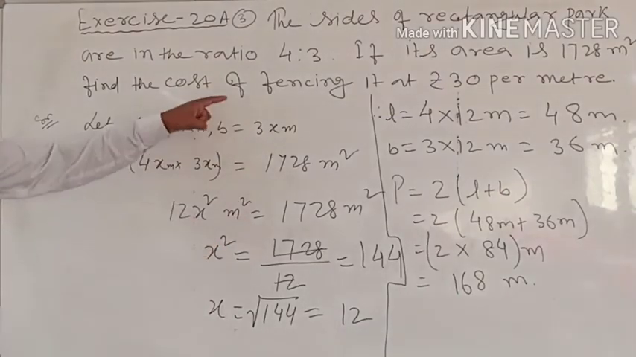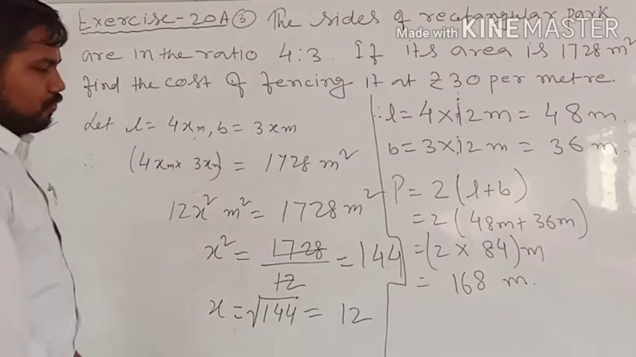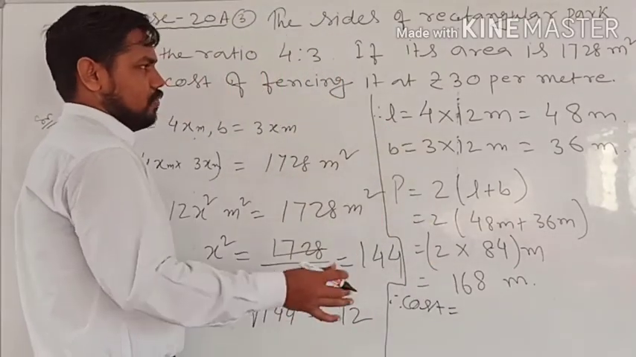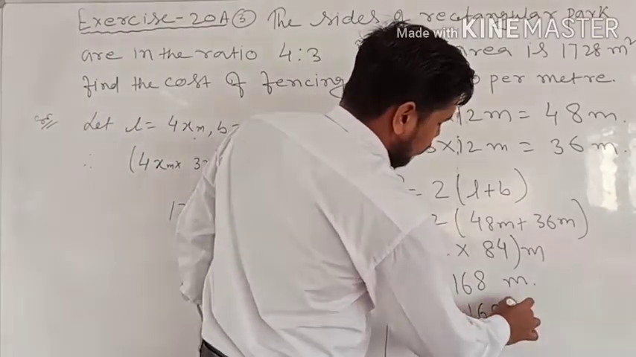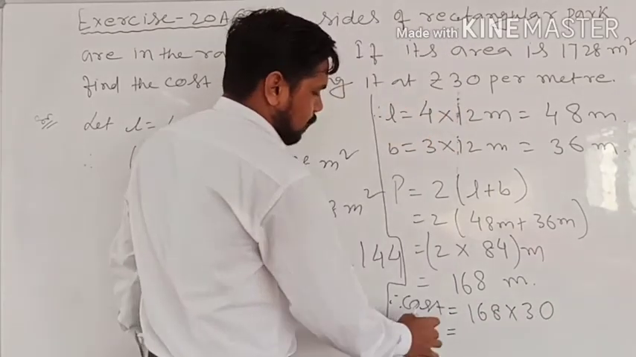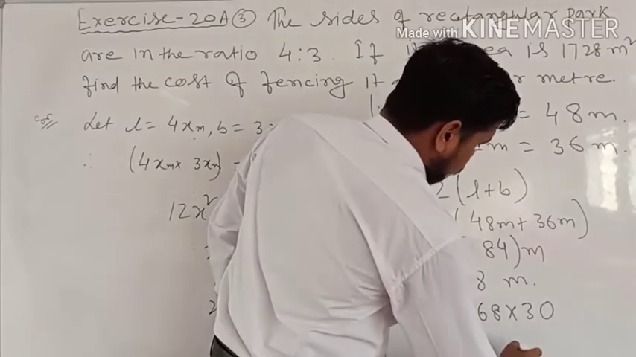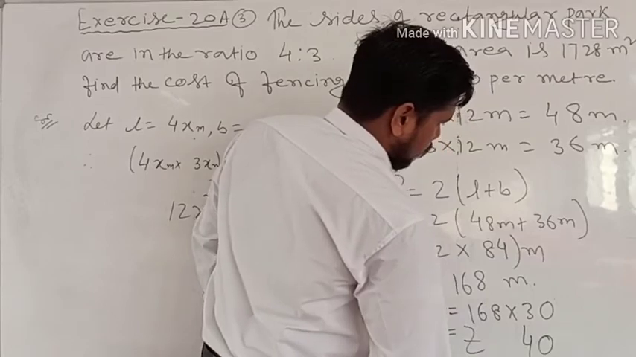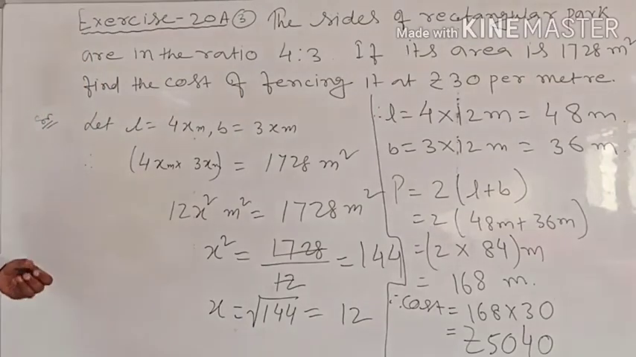Now you have to find the cost also. So cost of fencing it at the rate of 30 rupees per meter. So therefore the cost, you just write all the terms, cost of fencing it at the rate of 30 rupees, like this I am writing this cost only. So cost will be 168 multiply 30. So 168 multiply 30, this much of rupees. That means this is the cost of 1 unit. So if you multiply this by 3, 8 3 are 24, so 0, 4, 250. So 5040 rupees will be the cost coming.